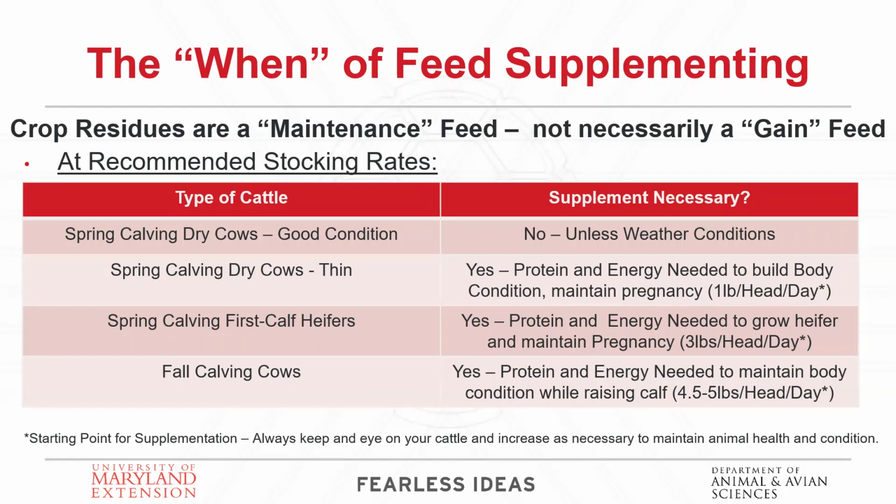But keep in mind that all of these supplementing points are a starting point. It's your job as the beef producer to be watching your animals, making sure that they are gaining weight like you want them to, or they're maintaining their condition. If 1 pound isn't enough for your thinner spring calving cows, you're going to have to up it. Or if 3 pounds isn't quite enough for your first calf heifers, you're going to have to change that. Keep an eye on it. It's your responsibility to make sure that they're getting the condition they need to, and they're maintaining the health they need to. So you have to keep your eyes on them.